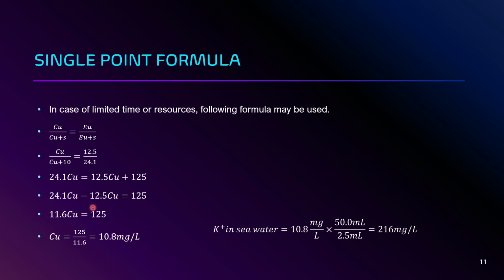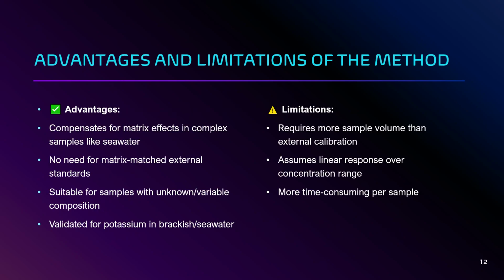And just to remind you, this value is of diluted seawater. So when you multiply it with the volume ratio, because the diluted seawater was 50 ml, in which only 2.5 ml of seawater was added and the rest was distilled water. So if you multiply it with the volume ratio, you get a value of 216 milligram per liter. It is good, but if you have enough sample and enough time, you always go for the calibration curve method. And if you are running out of time and you are running out of sample, then you can opt for the single point formula. Okay, so let's talk about the advantages and limitations of the method.